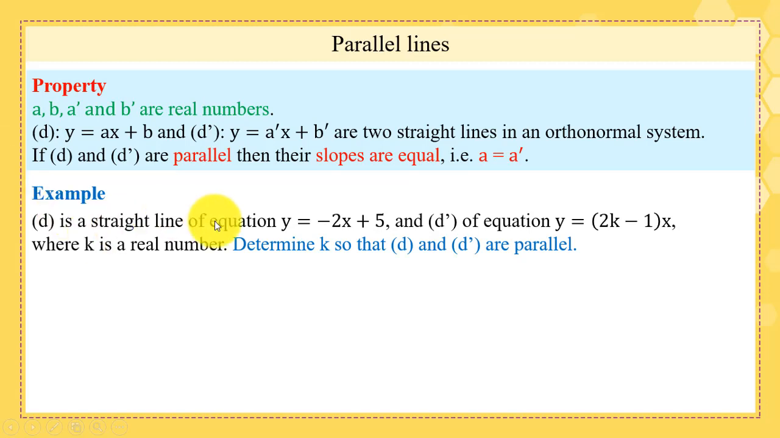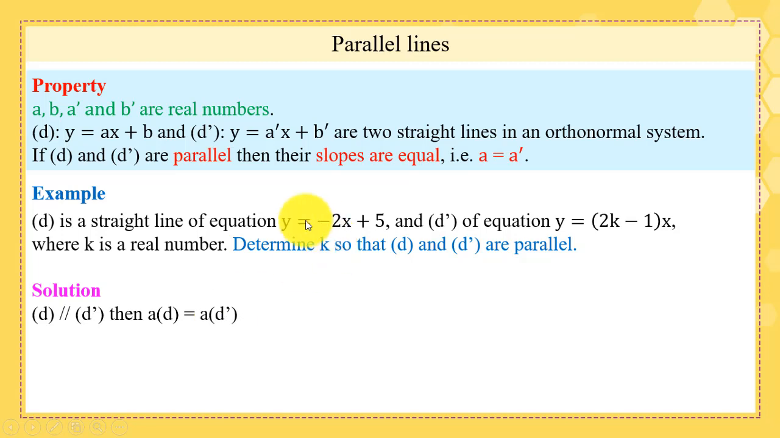For example, D is a straight line of equation y equals minus 2x plus 5, and D prime a straight line of equation y equals (2k minus 1)x, where k is a real number. Determine k so that D and D prime are parallel. D and D prime are parallel straight lines. Following the property, we say that the slope of D is equal to the slope of D prime. That means a of D is equal to a of D prime.